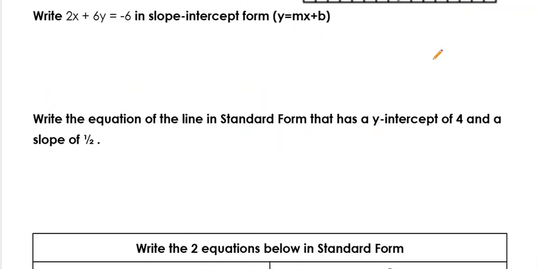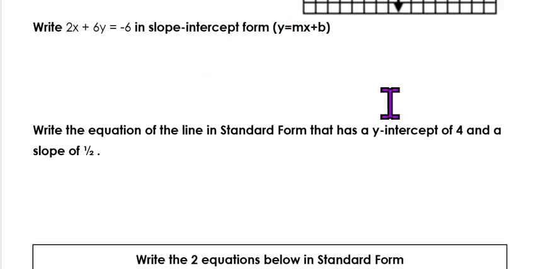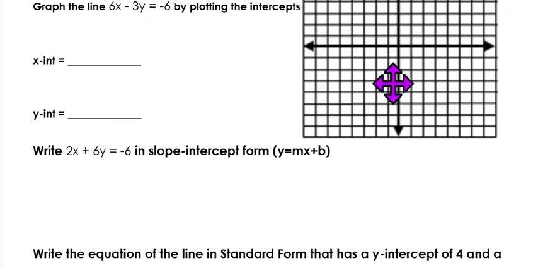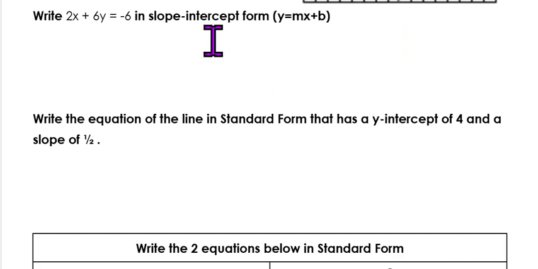Sometimes you'll get equations in standard form, and they want you to write it in slope-intercept form because they might say, like, what's the slope, right? Well, one way you could do it is you could find the x and y intercept, graph it, and then do your rise over run, right? Another way you could do it is change it, and this is what we did last class. So we solve for y, and so we can figure out what our slope is, right?